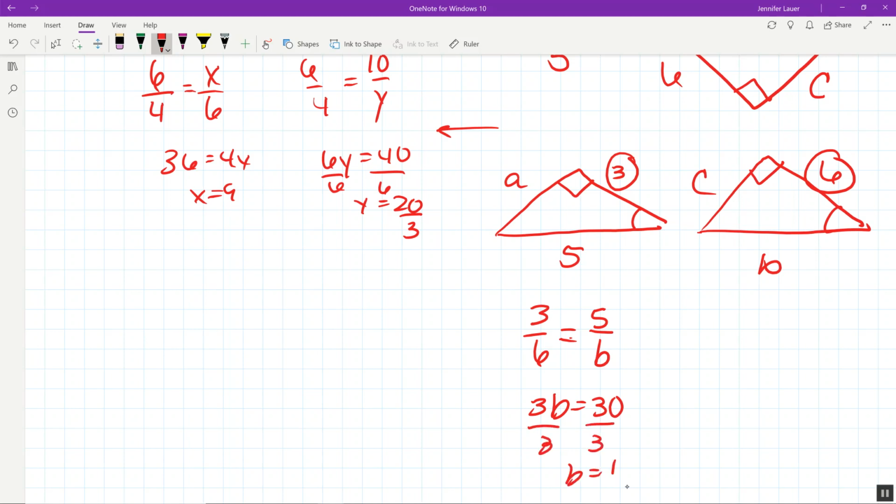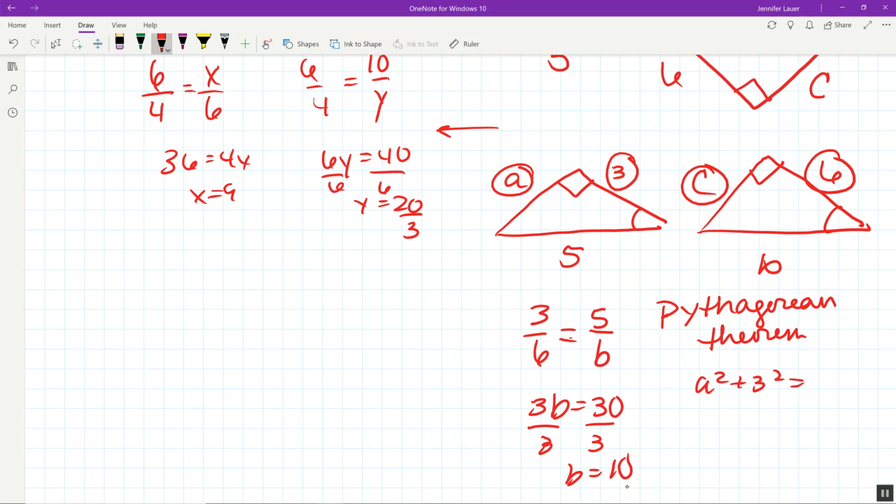And so I can see B is 10. Now, we're in a situation where we do not know two of the same sides. So you can't use proportions, but what we can use is what's called the Pythagorean theorem. And you guys pretty much know what this is. And that's what I'm going to do. I'm going to say, well, a squared plus 3 squared is equal to 5 squared.